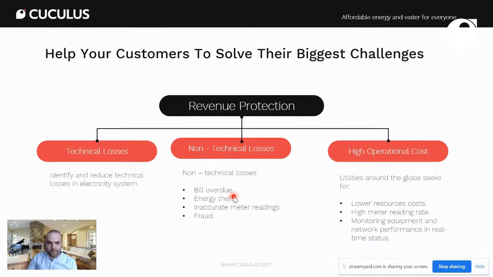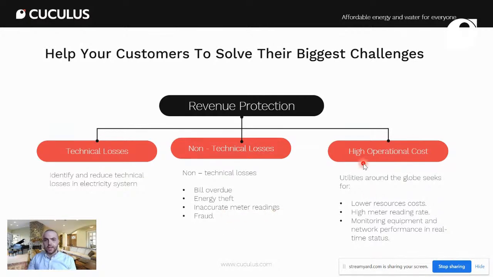Then, as another example, we have energy theft. This is where the end user or the customer tries to tamper with the meter to steal energy. Then we have inaccurate meter readings. This happens because of human errors or manual meter readings, when the utility sends their staff to the field to read the meters, and problems happen. For example, recording wrong numbers. Then we have fraud. When I say fraud here, I'm talking about corruption, the high corruption level in some utilities in different countries.